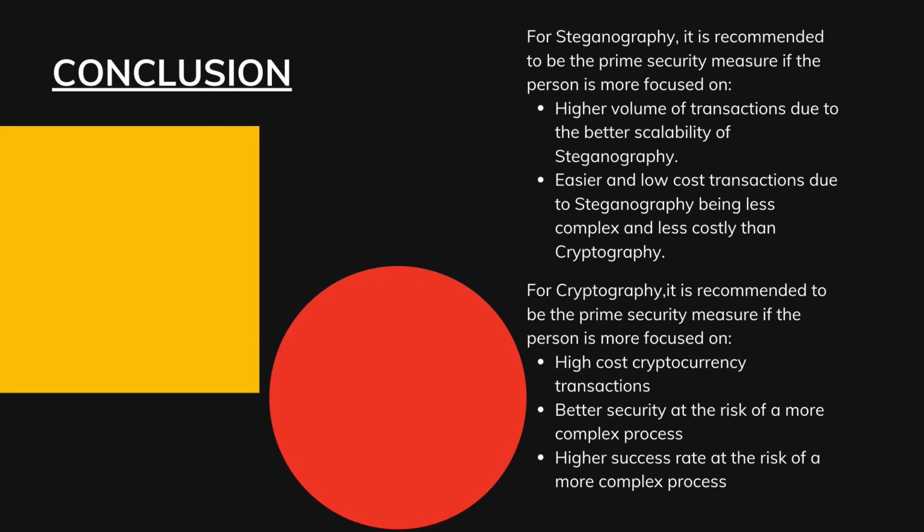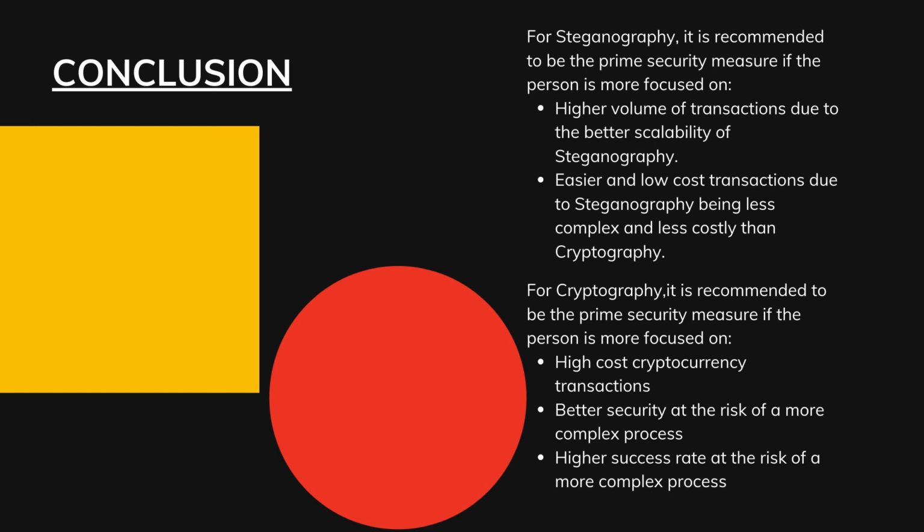The researcher concludes that both can be viable security measures. For steganography, it is recommended to be the prime security measure if the person is more focused on cryptocurrency transactions that are low in value due to the better scalability that steganography gives.